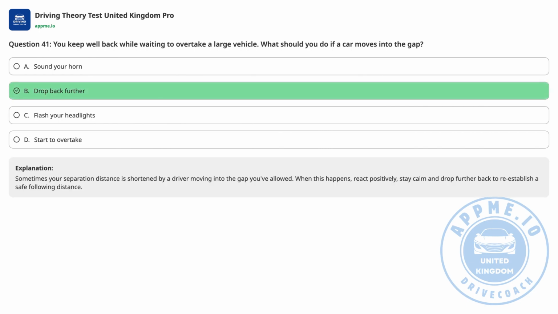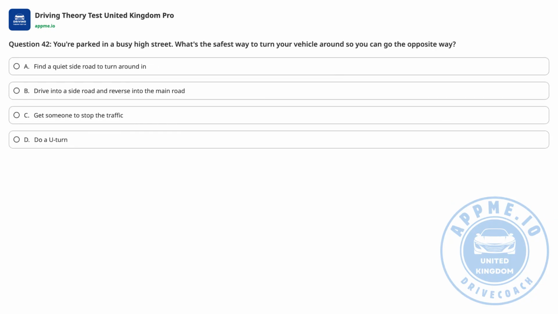The correct answer is B. Question 42. You're parked in a busy high street. What's the safest way to turn your vehicle around so you can go the opposite way? A. Find a quiet side road to turn around in. B. Drive into a side road and reverse into the main road. C. Get someone to stop the traffic. D. Do a U-turn.